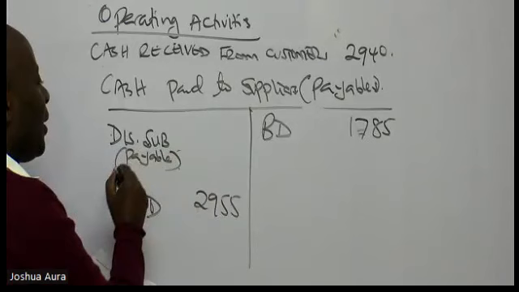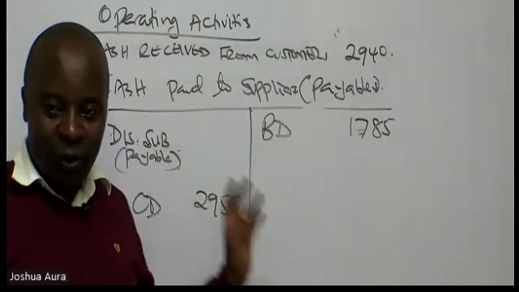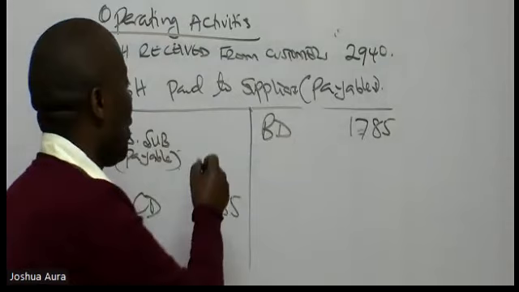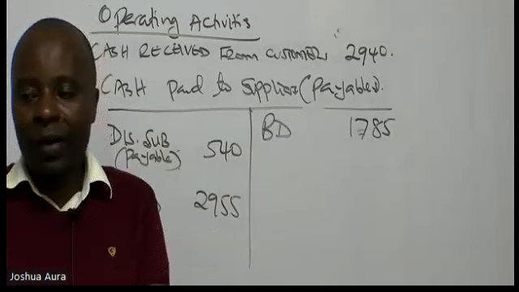Payables of the disposed subsidiary. Are you able to see the payables of the disposed subsidiary? So of course, when this account reduces, we debit. When it increases, we credit. So Odinga Eric is giving me a figure of 540. From note number three, we can see that the subsidiary that was disposed here had payables of 540.